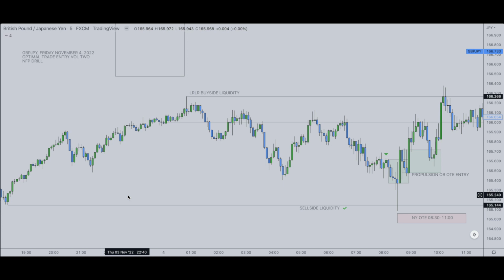Again, this is volume 2 of the Optimal Trade Entry. As I mentioned in the previous episode, we are going to be looking for specifically that time window where the New York Optimal Trade Entry is formed. So we have that 8:30 to 11 a.m. New York time. This candle here, this is the non-farm payroll release.